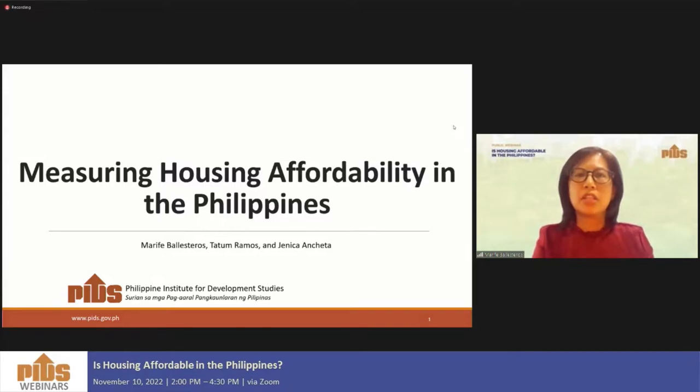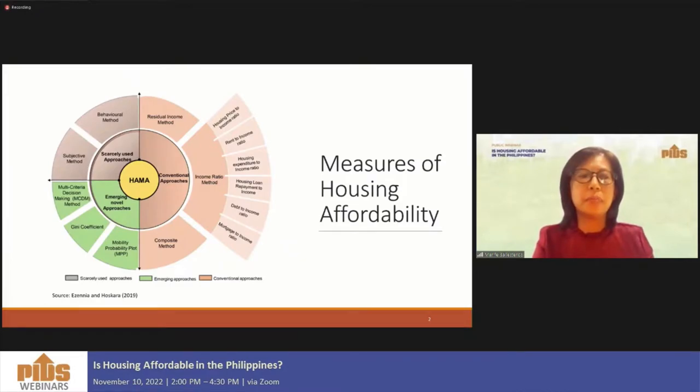As flashed on the screen, that is the title of the study that we will be presenting: Measuring Housing Affordability in the Philippines. An assessment of housing affordability is important as a starting point to understand the housing market, as well as in crafting policies to make housing affordable, inclusive, and resilient in the country.